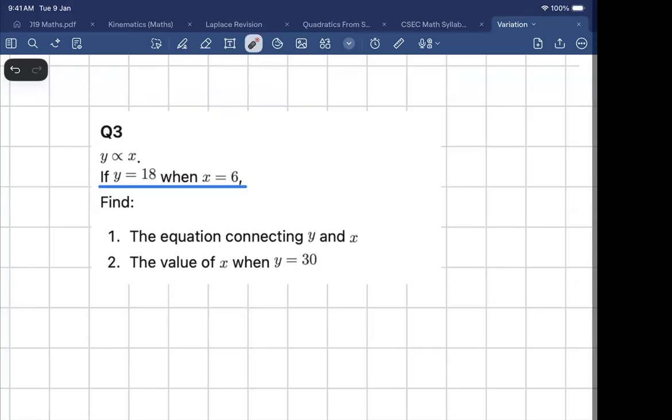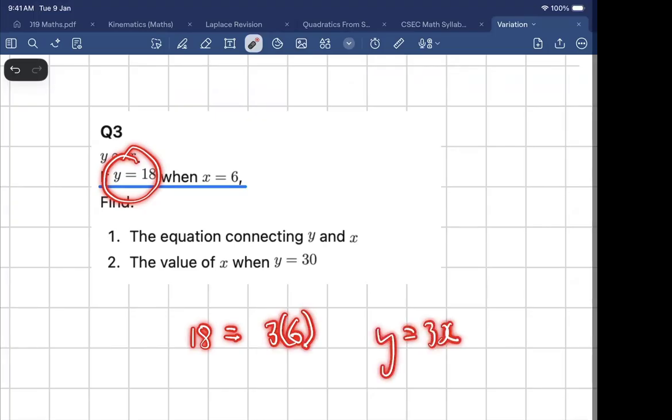Let me ask that question, Nikolai. Y is 18 and X is? Right, what is X? 6. What would I have to do with 6 to get 18? Multiply by 3. And what if I tell you that was the answer? What if I told you Y is equal to 3X?